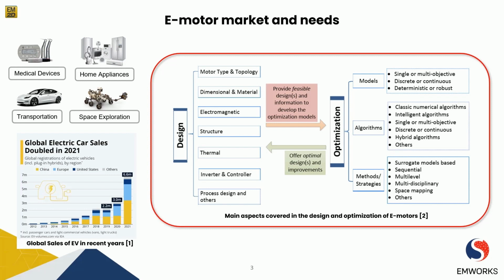where we can adopt intelligent algorithms such as genetic algorithm or particle swarm algorithm, or we can consider different modeling techniques such as surrogate model based optimization methods, multi-level optimization, multi-physics optimization, etc. As a conclusion of this part, before initiating the whole optimization process, we should first choose a proper motor type and topology.